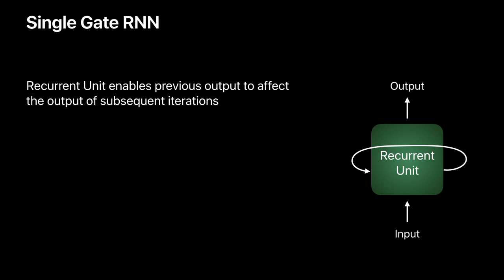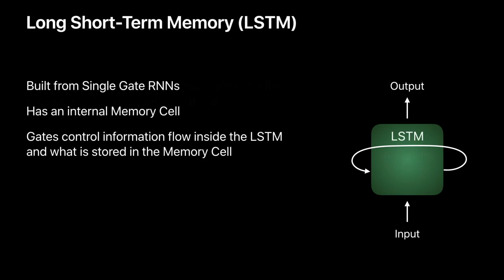But single-gate RNNs are not powerful enough to carry important information for many iterations, because the current output of the single-gate RNN is also its current state. There's nothing else there. The solution to this is the long short-term memory RNN, or LSTM. It's built from single-gate RNNs, and it has an internal memory cell. And a certain combination of gates controls how the information flows inside the LSTM, and what is stored and not stored in the memory cell.